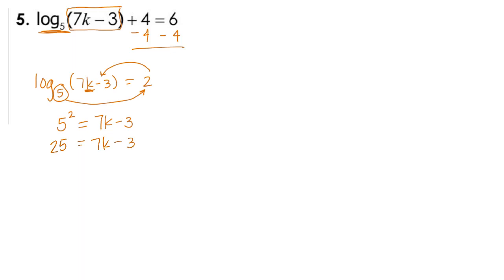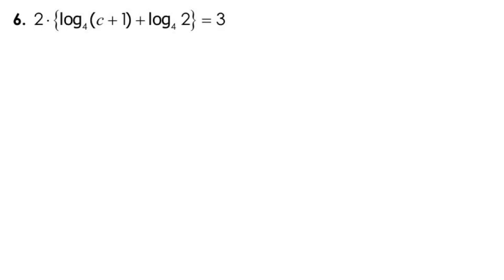We're going to add 3 over, so we have 28 equals 7k. Dividing both sides by 7, we see that k is 4. And a quick glance up at the top, we'll see that that can be an answer. So here we have our final answer.